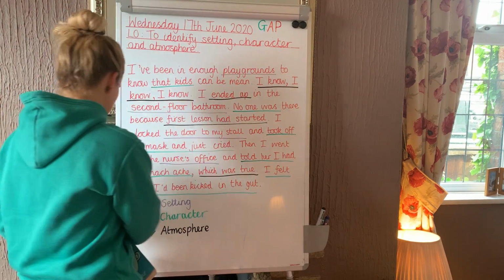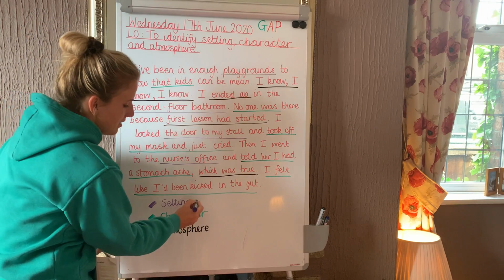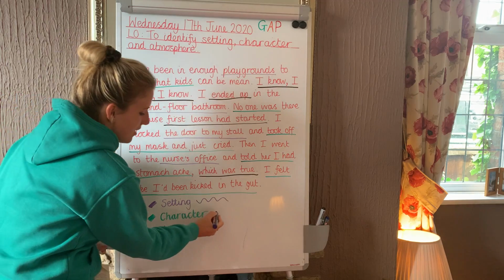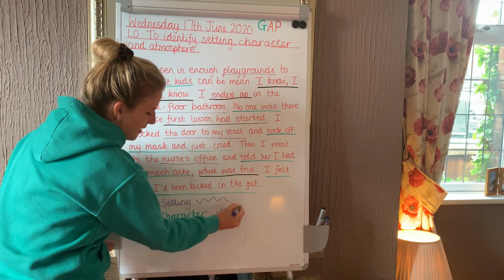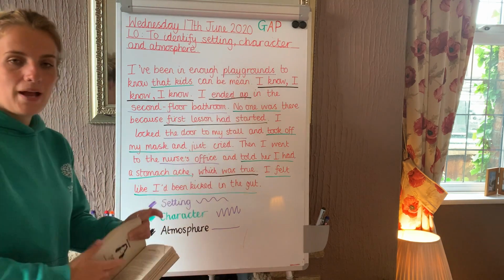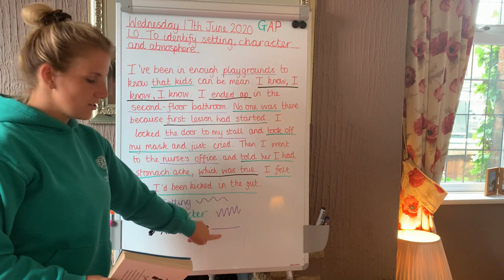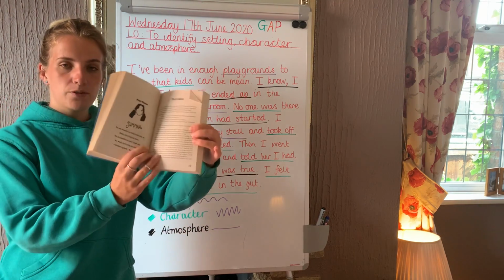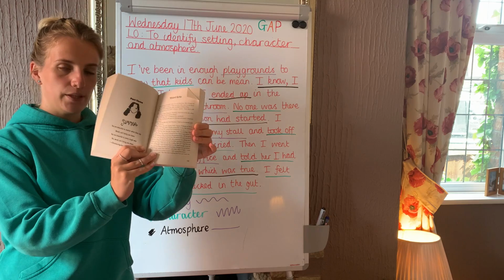All I would do is say, for example, anything that's underlined with a wiggly line in pencil is setting. Anything that is a zigzag line is character, and anything that's a straight line is atmosphere. So if you don't have any coloured pens at home, use that as your key instead of colours. Okay. So it's page 119 and I've posted it below just as a reminder.